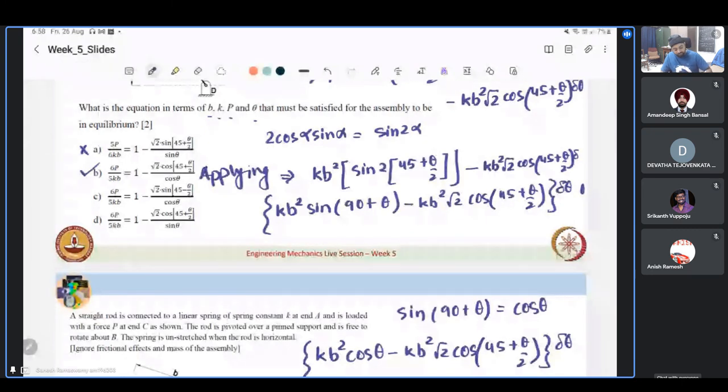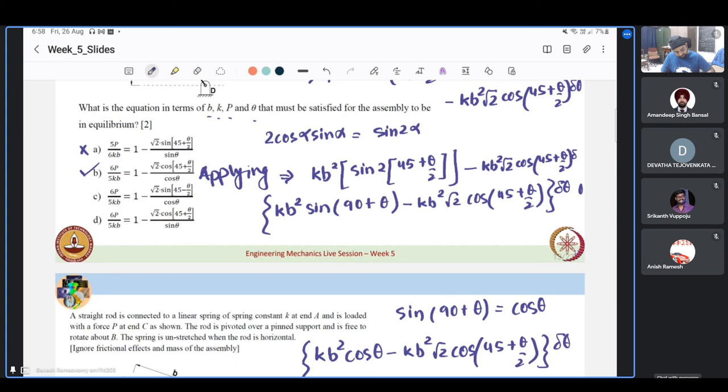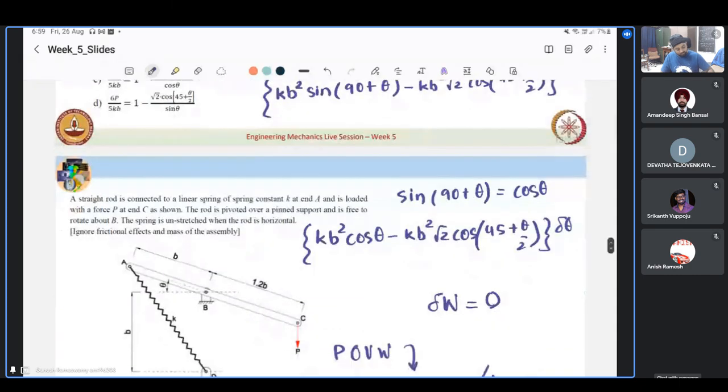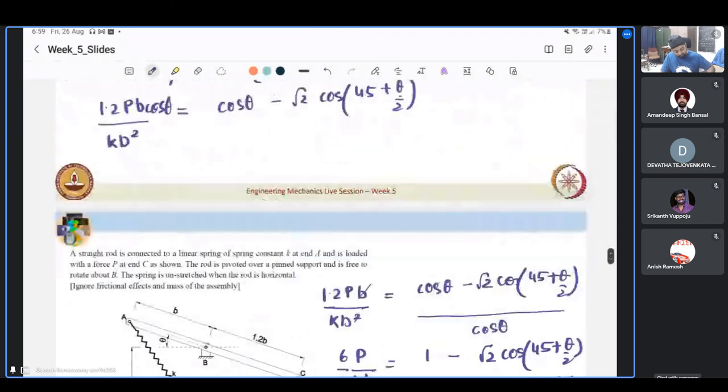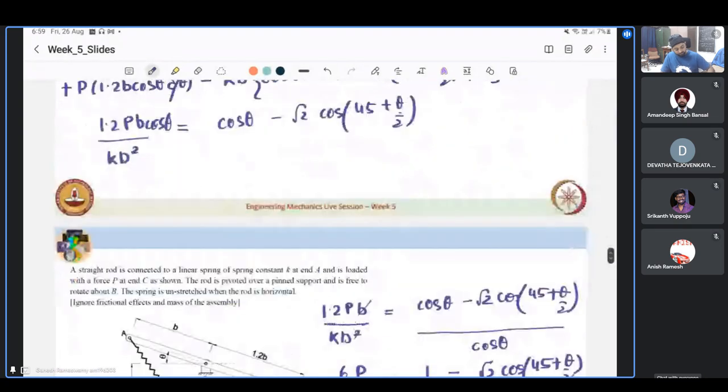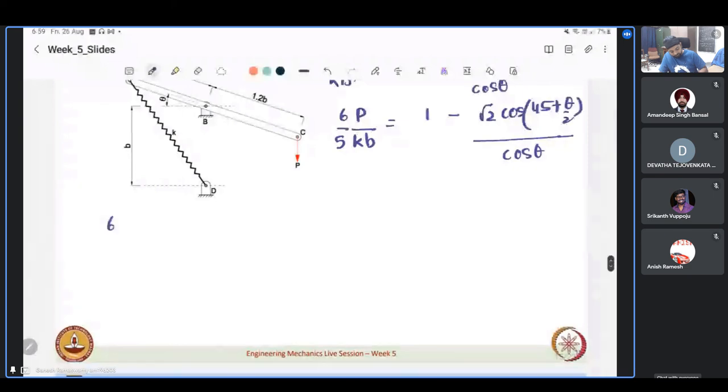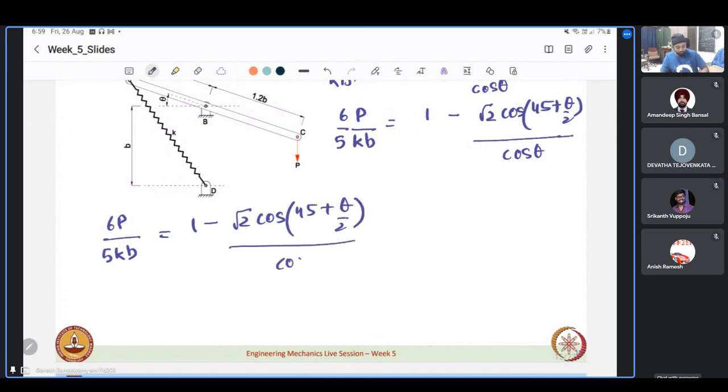And similarly, we can see sine minus theta. Okay. So we can see that we have got the answer which matches here. Okay. So what is the equation? Pb by 5kb equal to 1 minus root 2 cos 45 plus theta by 2 over cos theta. This is the equation which tells us what the equilibrium position will be.